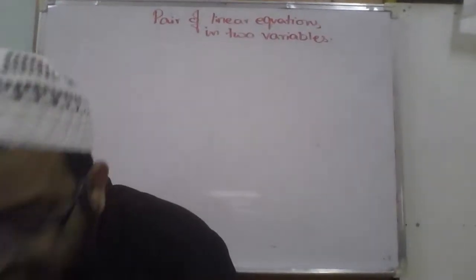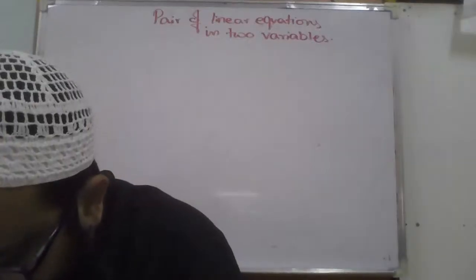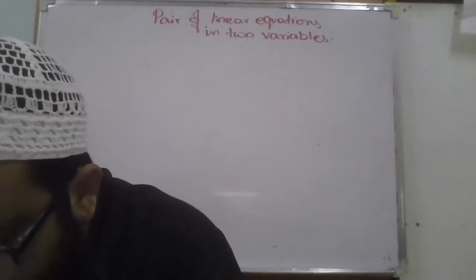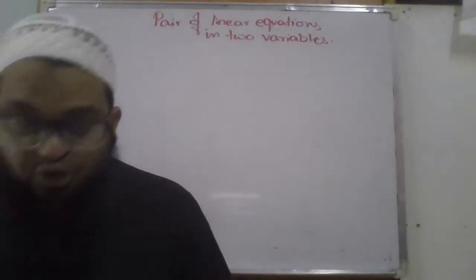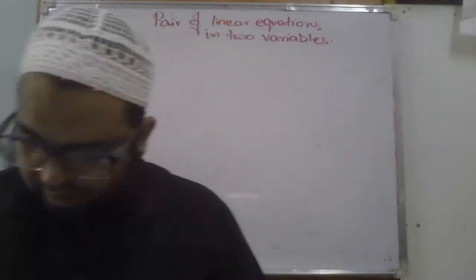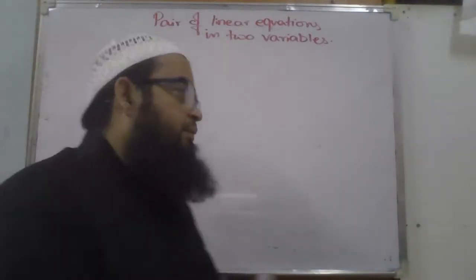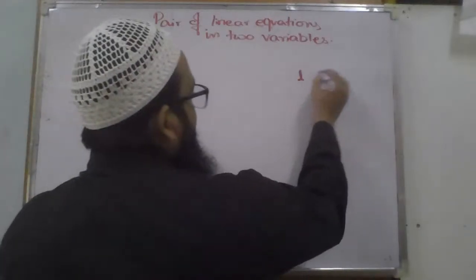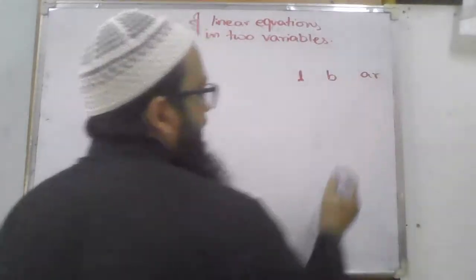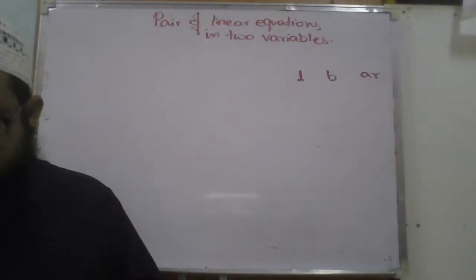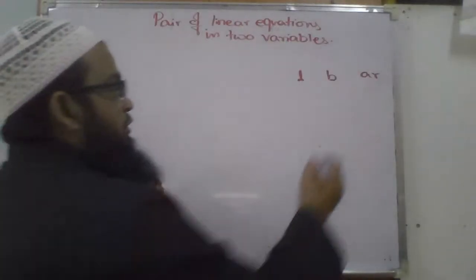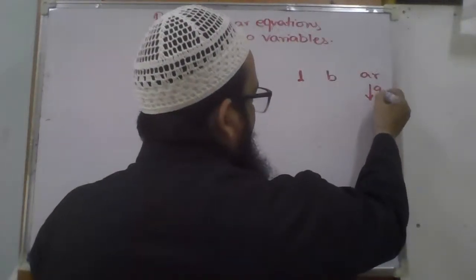Now, the second question: the area of a rectangle gets reduced by 9 square units if its length is reduced by 5 units and the breadth is increased by 3 units. See what he is talking about. He is talking about length, breadth, and area. He is telling that the area of rectangle gets reduced by 9 square units. So it reduces by 9.